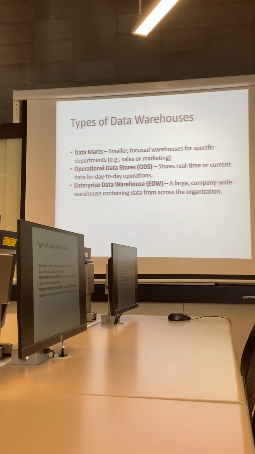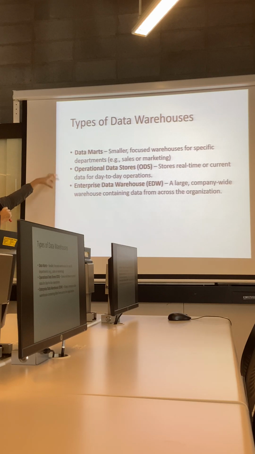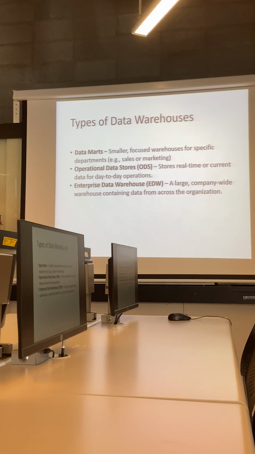So there are several types of data warehouses. The first one is data mart. Data mart is like a supermarket. The data warehouse is like the whole company, and the data mart is like a smaller department, a smaller folder, a focused warehouse for a specific department. For example, the folder is specifically for sales or marketing. And then there are operational data stores, or ODS. They store real-time or current data for day-to-day operation.